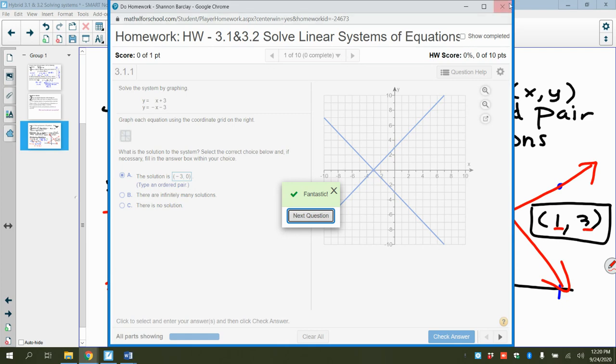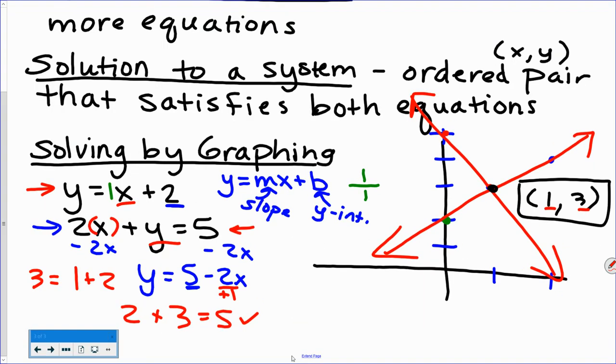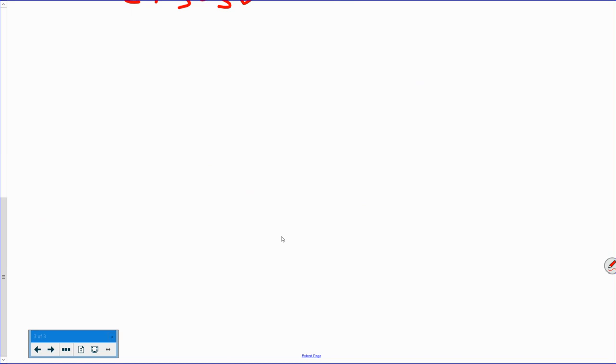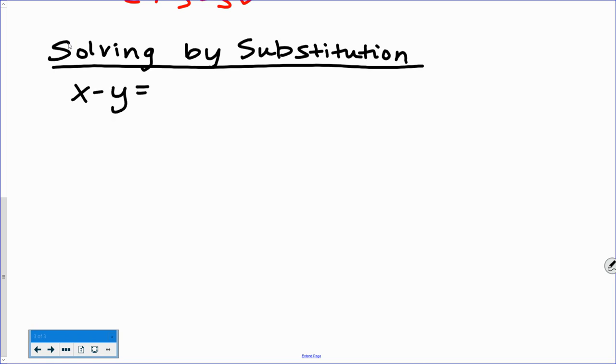All right. We'll go back to our notes here, and we'll start solving algebraically. All right, so we've got solving by substitution. Okay, so I've got x minus y equals 12, and 2x plus 3y equals -1.